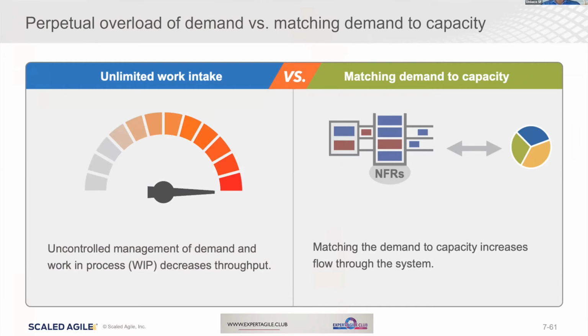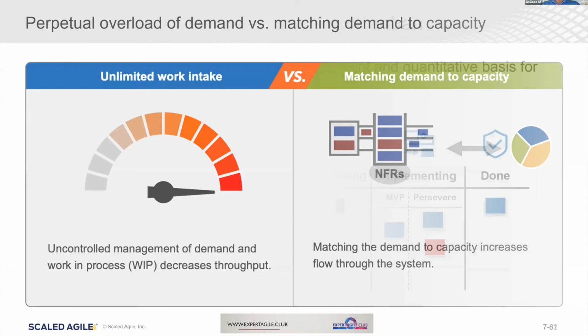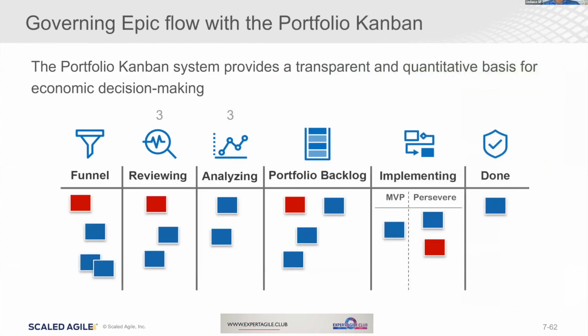And so here in Agile, we match demand to capacity. It's a pull system where when the Agile release train has the capacity, they pull in the work. And so we manage that with a Kanban and WIP limits. So here's an example of a portfolio Kanban. The first state on the left, we call that the funnel.